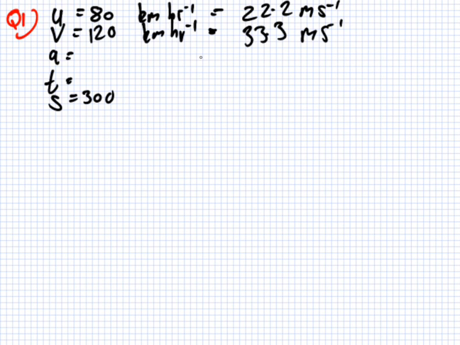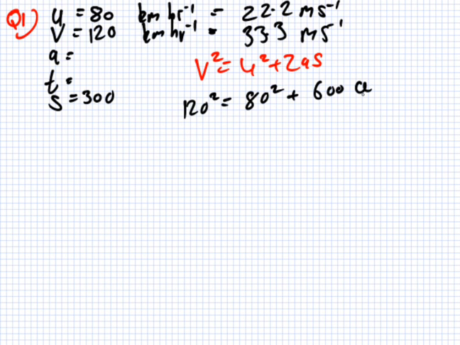So we'll go with V squared equals U squared plus 2AS. So 120 squared equals 80 squared plus 600A.